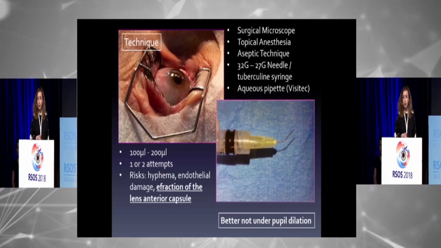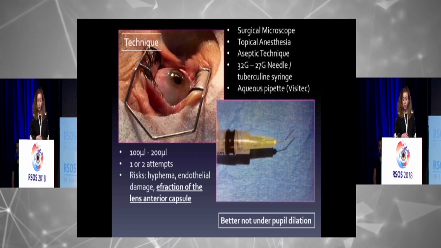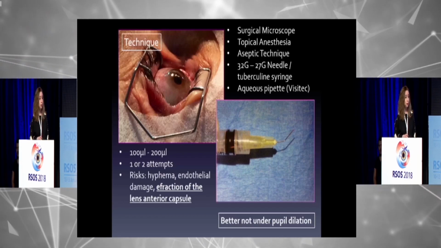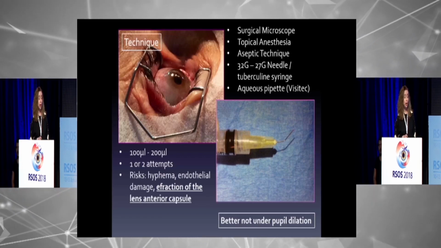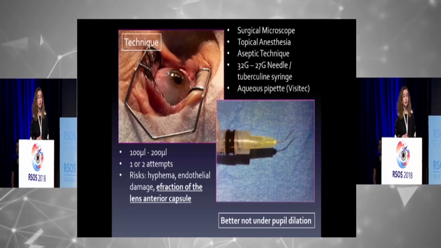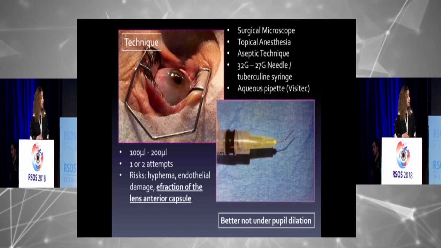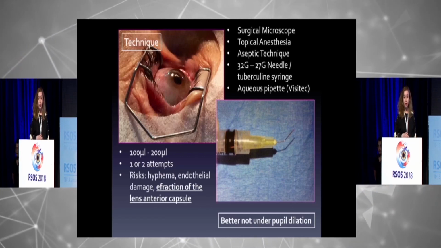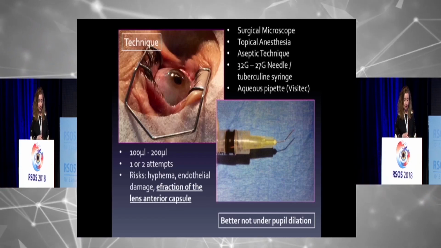Then how to obtain your sample? Well, this is the way I do it. It's an aseptic technique under a surgical microscope and with a tuberculin syringe. There is an aqueous pipette; I don't use that device, and some colleagues also perform the sampling at the slit lamp. You can obtain 100 to 200 microliters in 1 or 2 attempts. The technique is very safe. The only important risk is the puncture of the lens anterior capsule, so try to avoid doing this under pupil dilation.